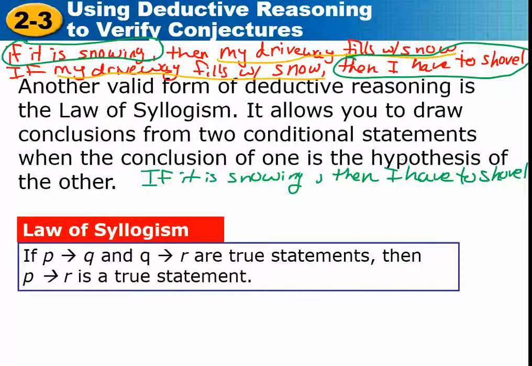Here it is in symbols. If P implies Q, or if P then Q, and if Q then R are true statements, then P implies R, or if P then R is a true statement. So it's letting us put the parts that are the same and basically skip over them and just go to P implies R, or if P then R.